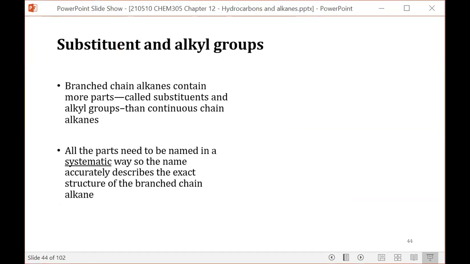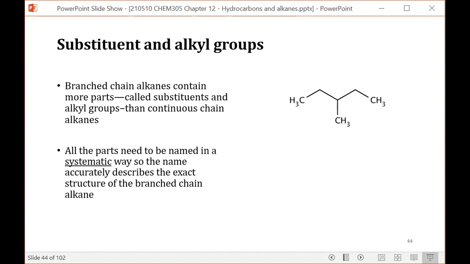Okay, so what do you do if you have an alkane, but it's not a continuous chain? It has some branches off of it. You've got to pick up your pencil to get to some parts of it. Then we have to start naming what are called substituent and alkyl groups. So branch chain alkanes contain more parts. We call these parts the substituent and the alkyl groups.